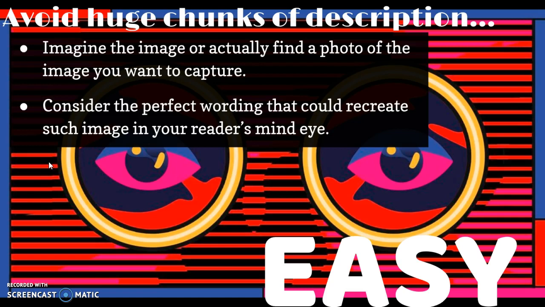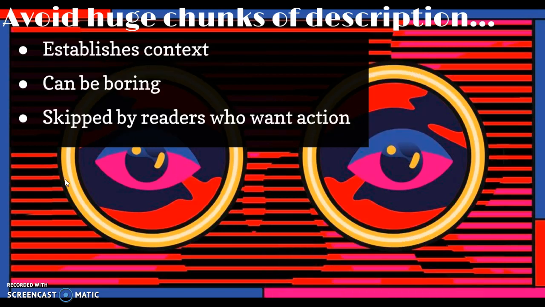But we know it's not easy because there are so many pitfalls that come along with description that we can fall into. And the first pitfall we're going to talk about is avoiding huge chunks of description. Now yes, description is incredibly important because it establishes context. It helps us with setting, the where, the when, the what of where the story is taking place. And it also sometimes creates tone so that we know how the narrator feels about what's being described.